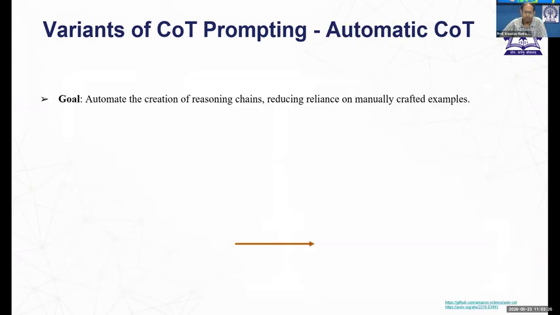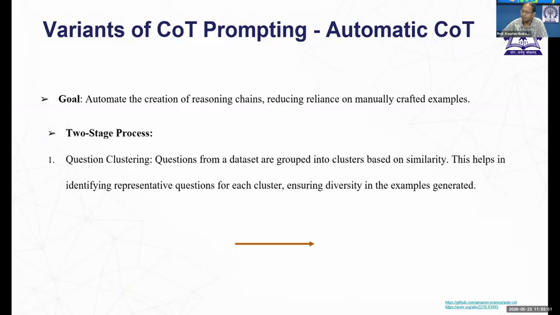So with that idea, another variant of the chain of thought is the automatic chain of thought. Obviously, we do not want to involve humans to annotate this reasoning part of the steps. We automatically want to get it from the chain of thought. So automate the creation of the reasoning chains, reducing the reliance on manually crafted examples. It is a two-stage process.